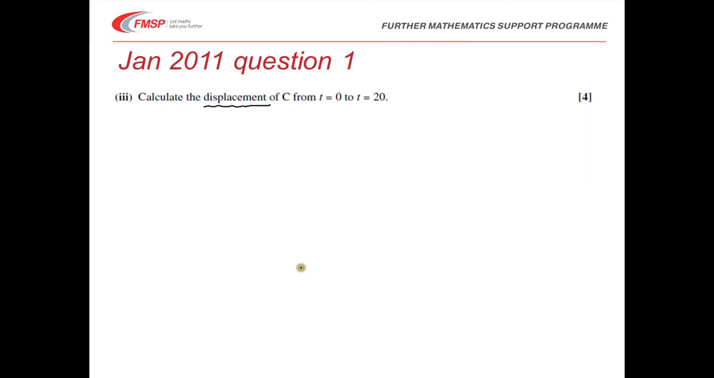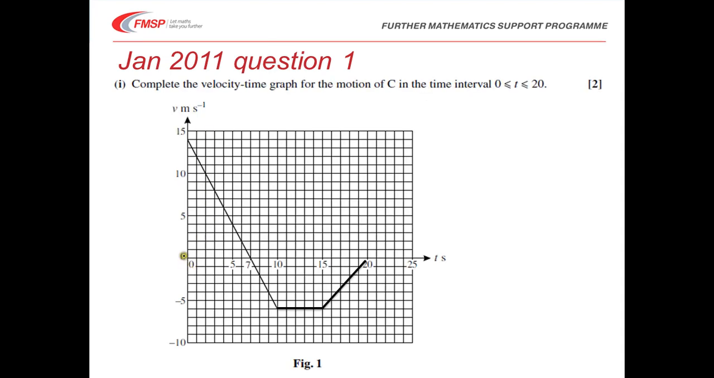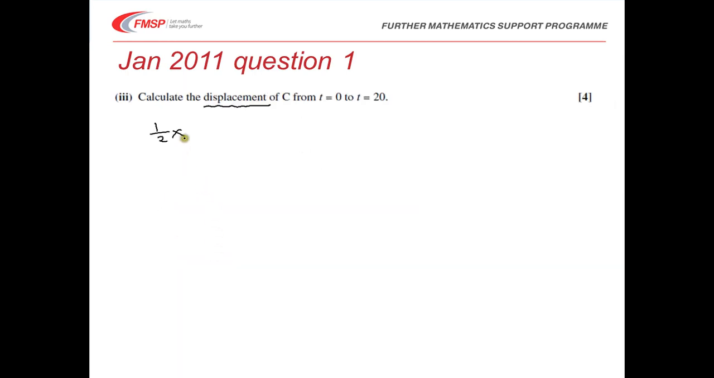So the triangle, which was positive, has an area of half multiplied by the base multiplied by the height. Well, the base, we can see here, is 7 and the vertical height is 14. So that gives us 49, and we need to remember that that is a positive displacement.